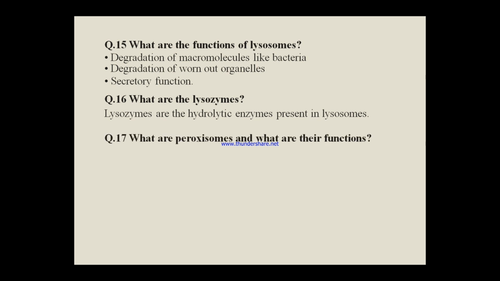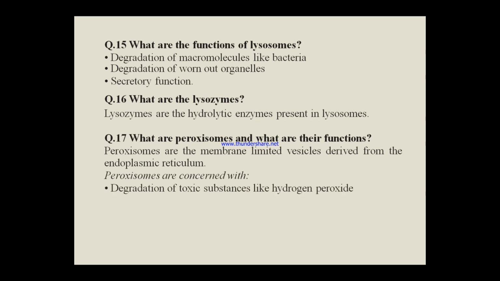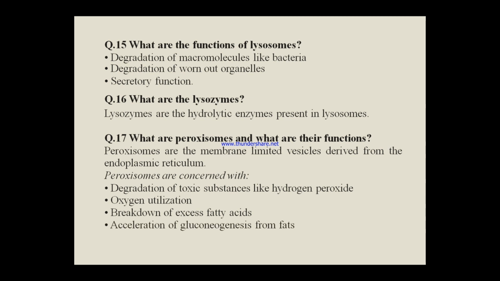What are peroxisomes and what are their functions? Peroxisomes are the membrane-limited vesicles derived from the endoplasmic reticulum and are concerned with degradation of toxic substances like hydrogen peroxide for oxygen utilization, breakdown of excess fatty acids, and acceleration of gluconeogenesis from fats, and simultaneously degradation of purine to uric acid, and even for formation of myelin and bile acids.